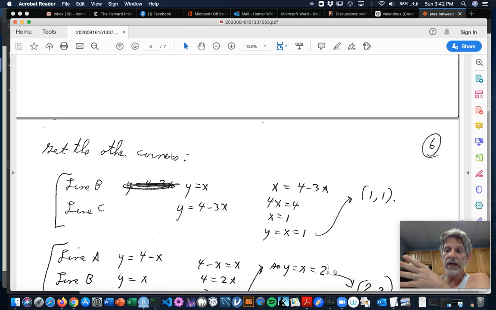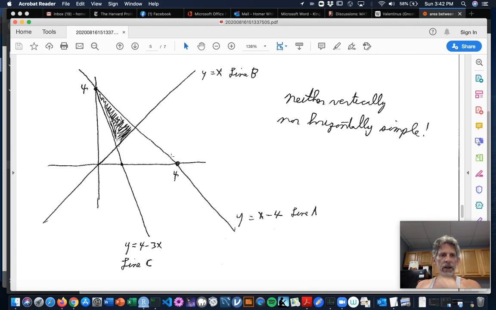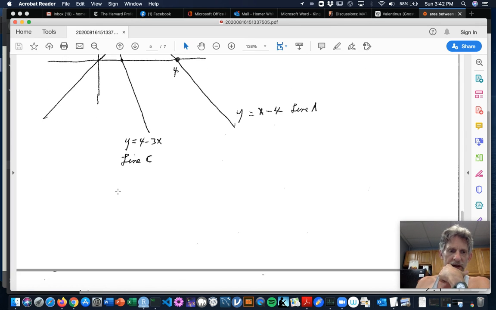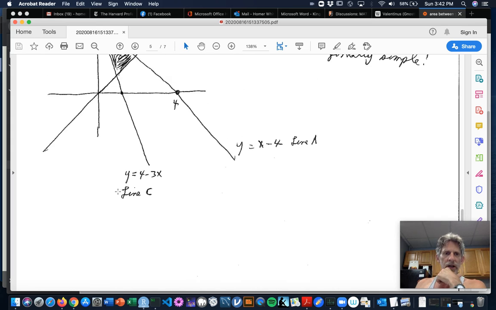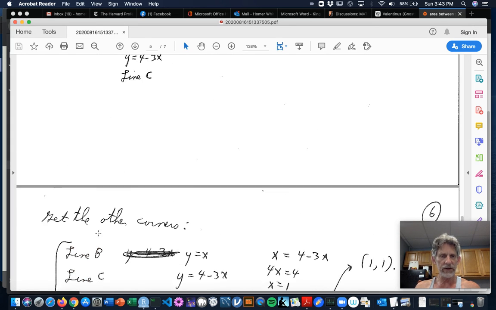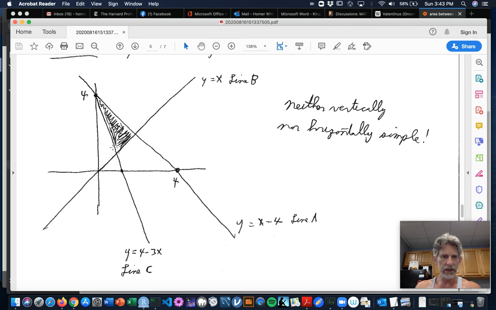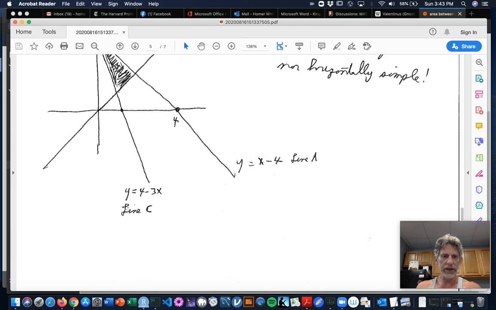So for any setup, whether you do horizontal or vertical strips, you want to know as much about the corners of your region as you possibly can. Like I know about this corner here, but I'd like to know about this corner here and this corner here, okay? So I could look at where do line B and line C intersect? Line B and line C, they're intersecting right here. Let's see if we can get that point.